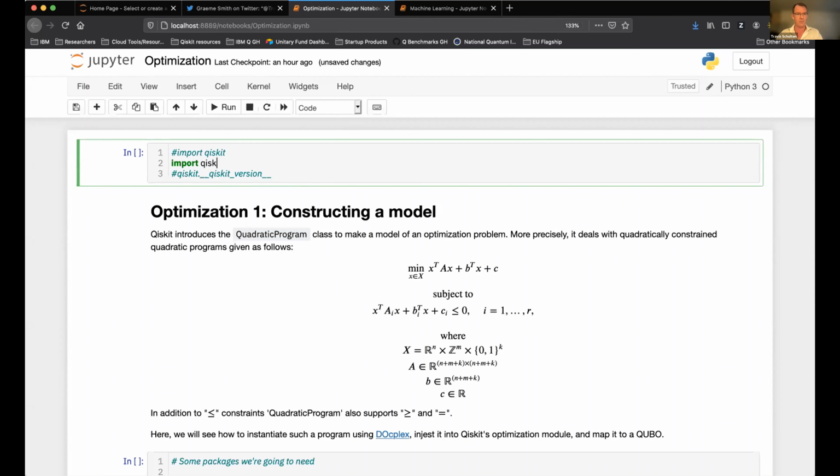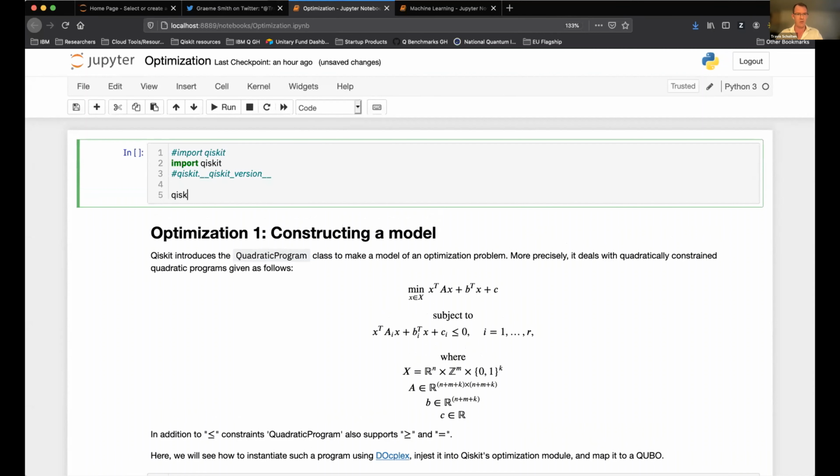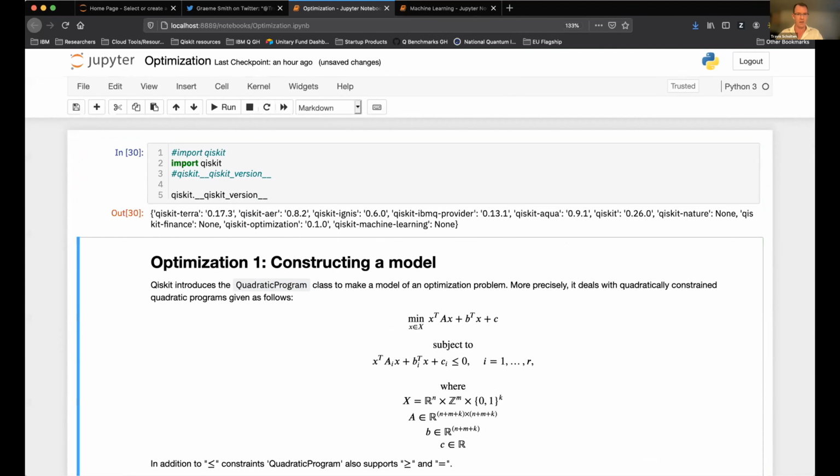Let's go ahead and import Qiskit. We've recently had a major update to Qiskit to introduce these application modules. And so it's usually a good idea to check exactly what version of Qiskit you're running. You have this Qiskit meta package, and it has these application modules, some core capabilities, and so on and so forth.